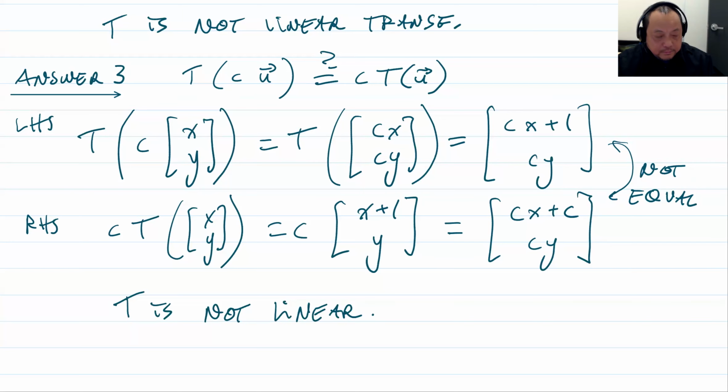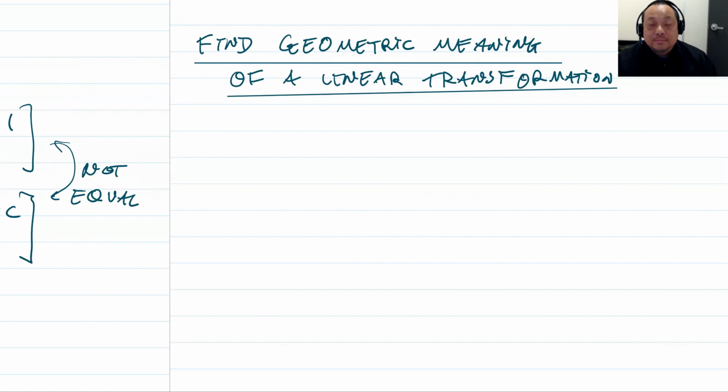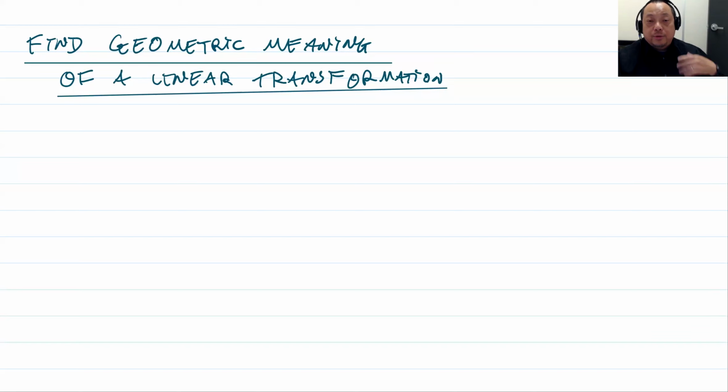All right, let's go to our third part of this video, and that is to find the geometric meaning of a linear transformation. If you're given a linear transformation, how do you figure out what it does geometrically? Let's go back to the first example we did in this video.